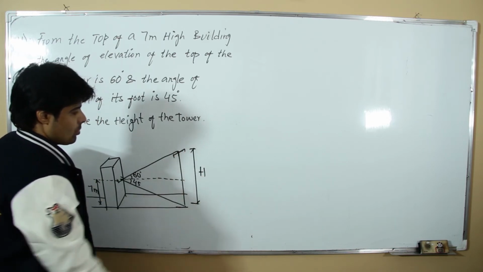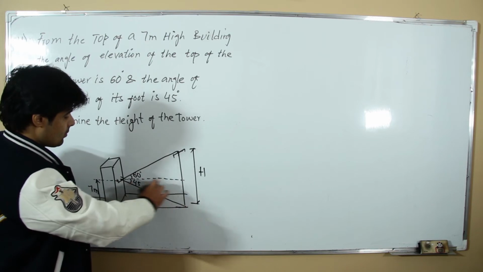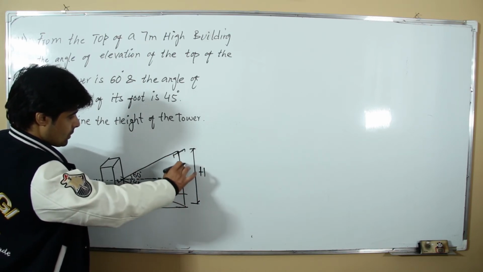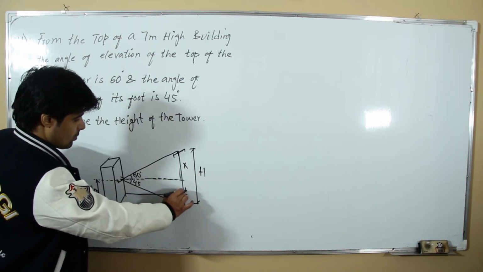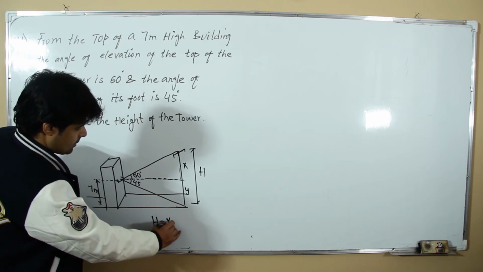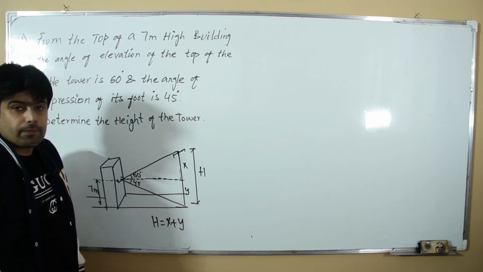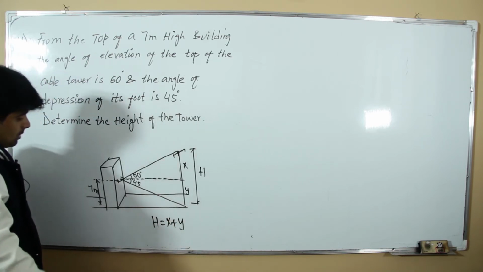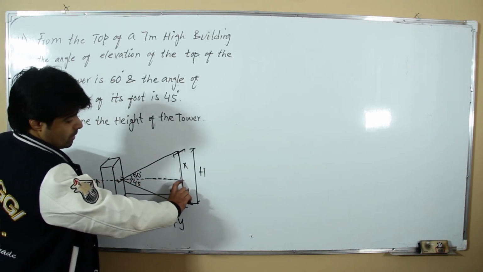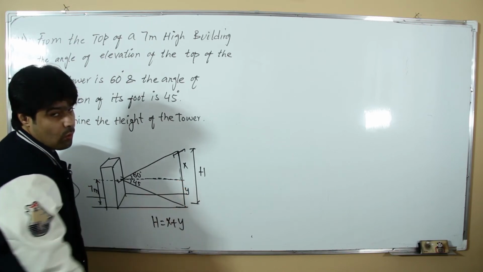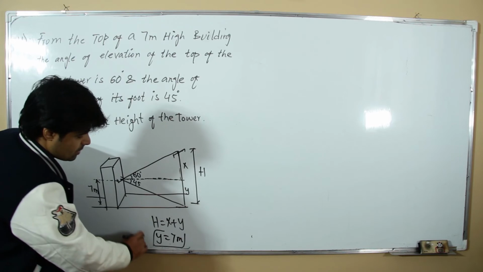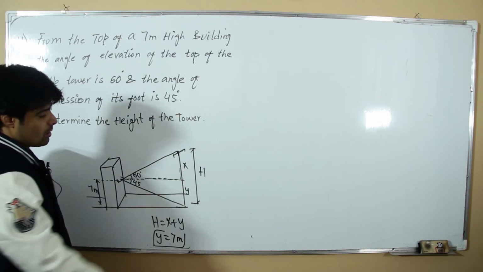H. And you know h is constituted from this part, which is x, and y. I mean h is x plus y. One thing you know, that this 7 meter is the height of the depression. It means y. So y is 7 meter. It means we have found this part.